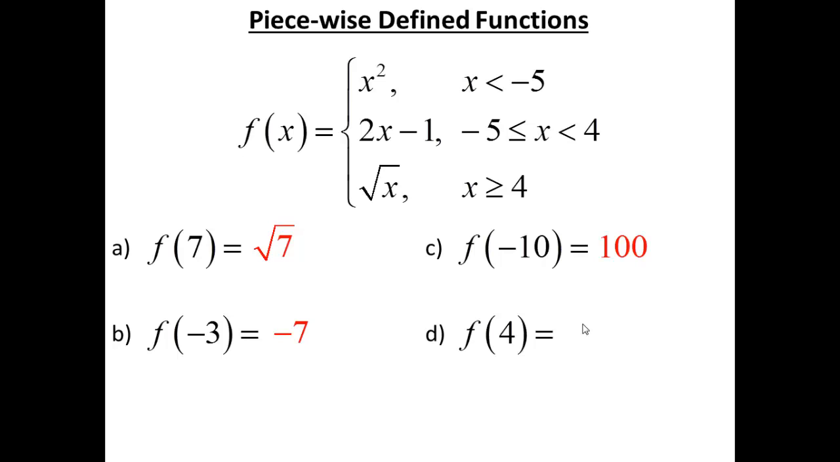And then the last one, f of 4. Now notice 4 appears twice, but 4 actually only belongs to this interval right here, x is greater than or equal to 4. So to evaluate f of 4, I'm going to use the square root function, so I get 2.